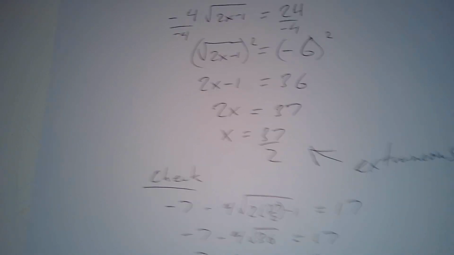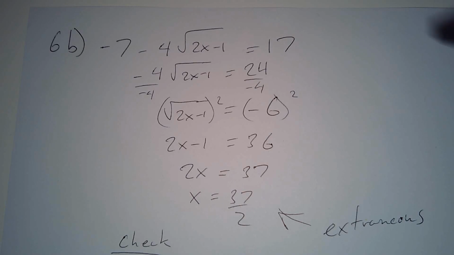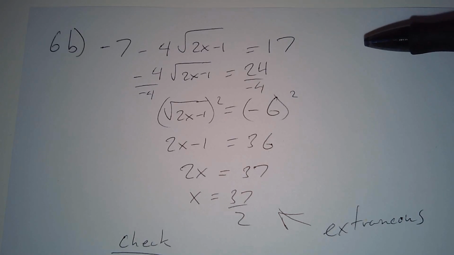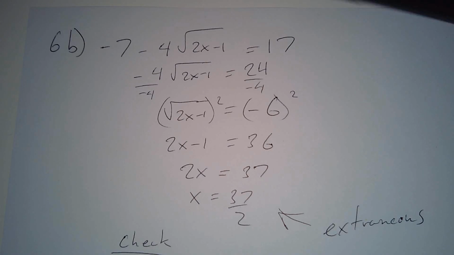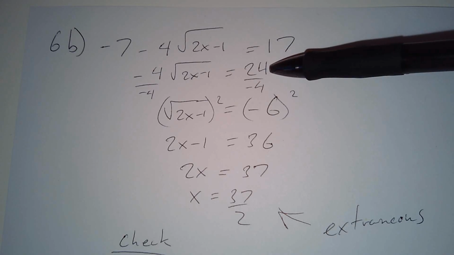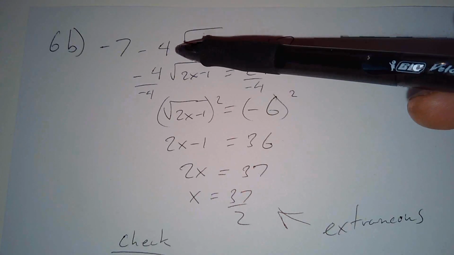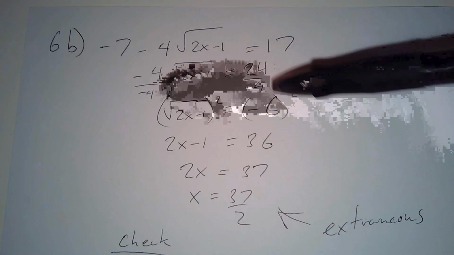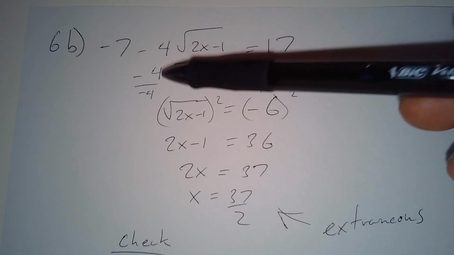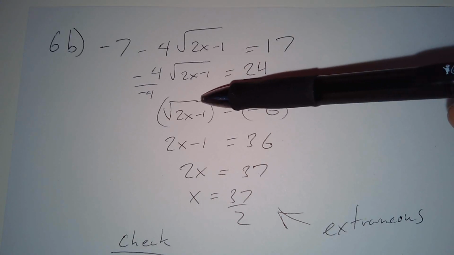Okay, and so that'll lead us to a bunch of extraneous answers on some of the questions here. So this is the way we go about solving. I've got this -7. I move over to this side, so it becomes +7. That gives you 24. And I've got the -4 in front on this radical. So we divide both sides by -4 to get rid of that. So we get -6.